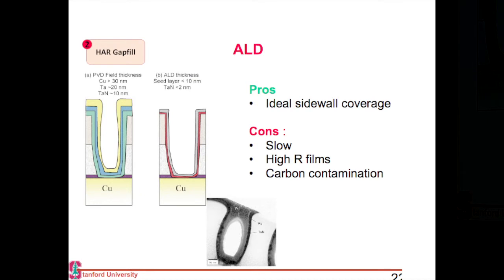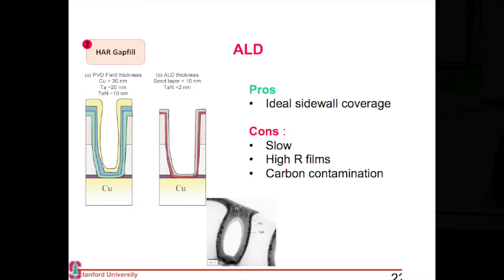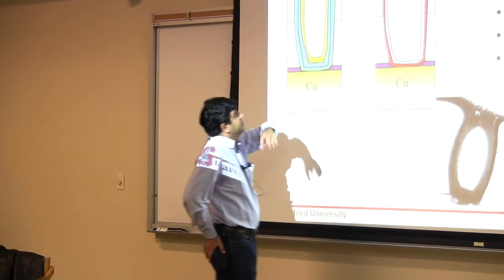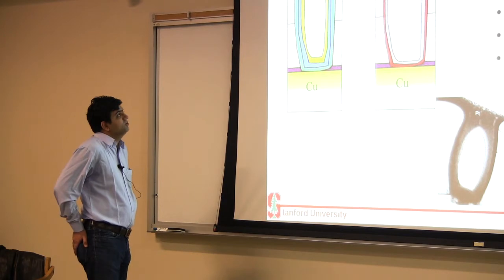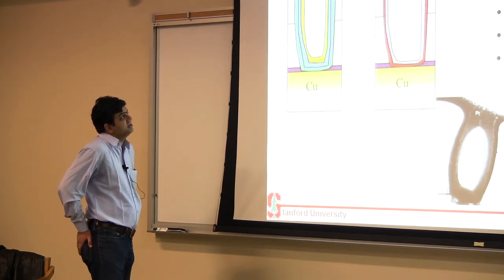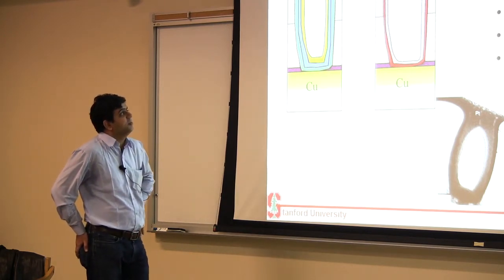Many times you want to deposit these liner layers. Let's say you're doing electroplating of copper, so you want to deposit this barrier layer, which is tantalum nitride or tantalum, and you want it to be very conformal in this high aspect ratio structure. The thing which comes to our rescue, or the only technique available for doing this, is atomic layer deposition.